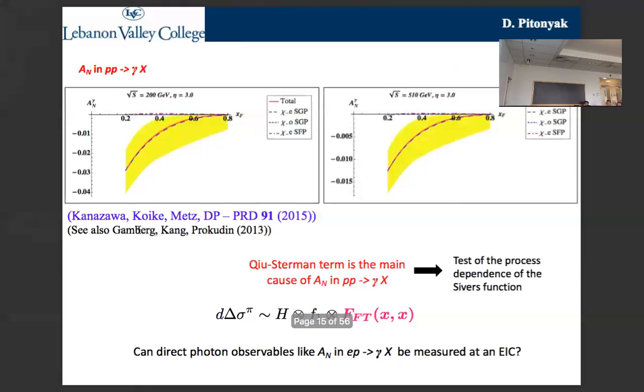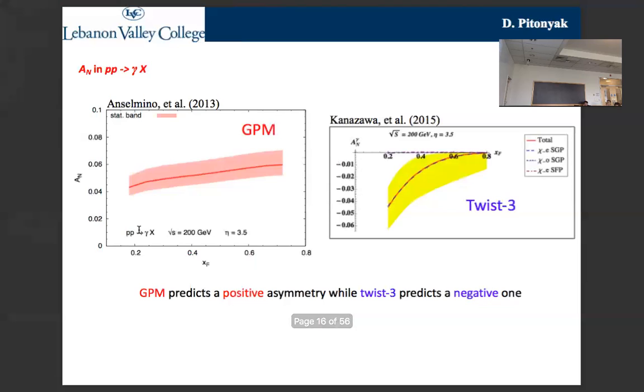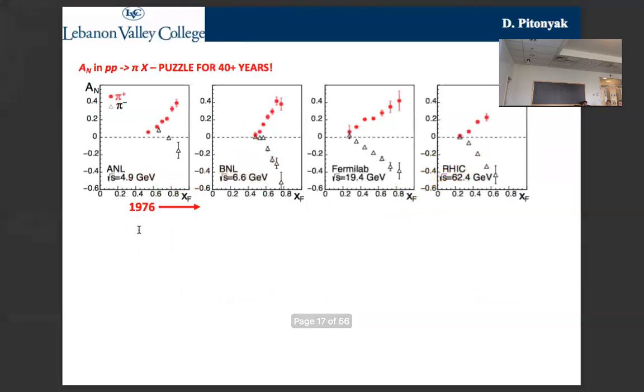And something else that's useful, and of course, in terms of an EIC, I don't know if it's possible to measure this direct photon A_N at EIC, but that would be the analogous observable at EIC. There's actually also work done in the GPM on this, but they find that the asymmetry is positive, whereas in the twist-3 formalism we find that it's negative. So this is actually a good observable to try to discriminate between these two different formalisms.